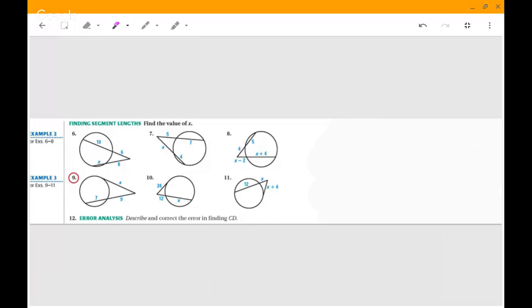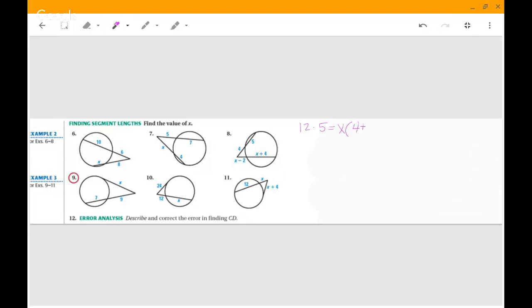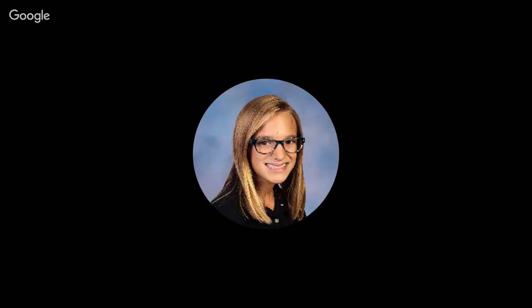So what would you do to set up that equation? For the top one, what would you have? Okay. So 12 times 5 equals x times 4 plus x. You got it. So then it would be 60 equals 4x plus x squared.